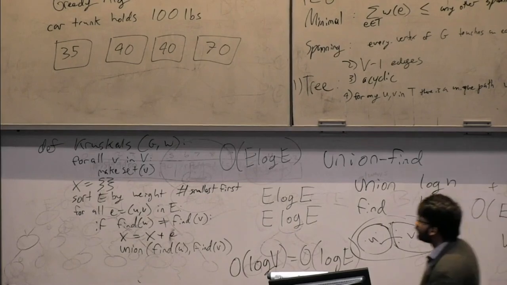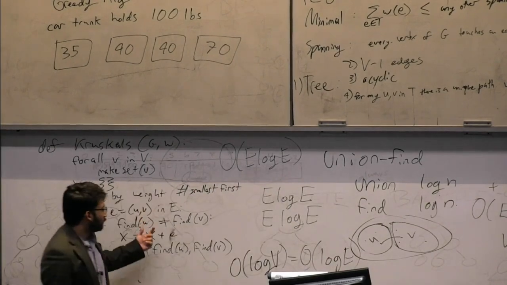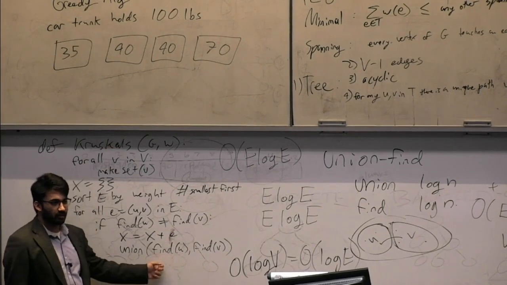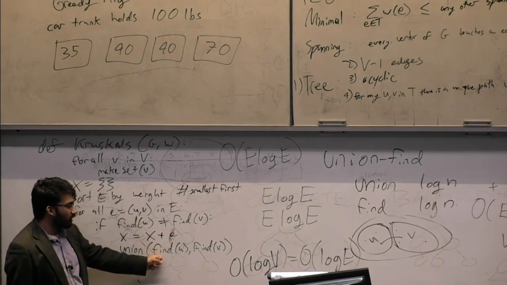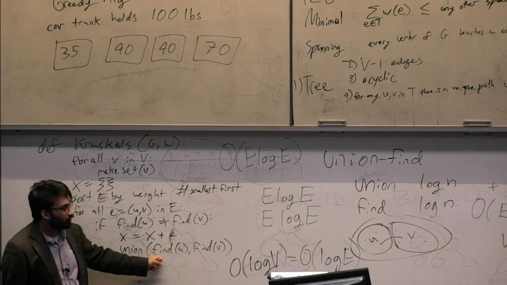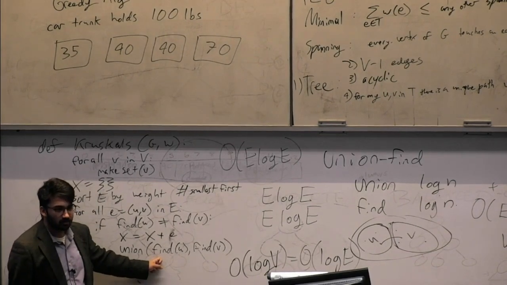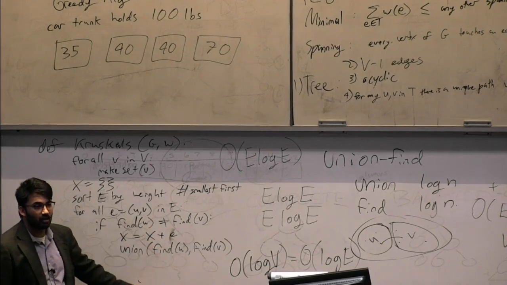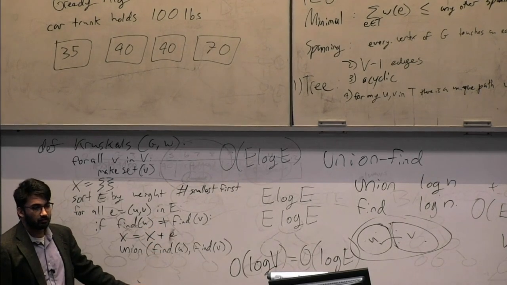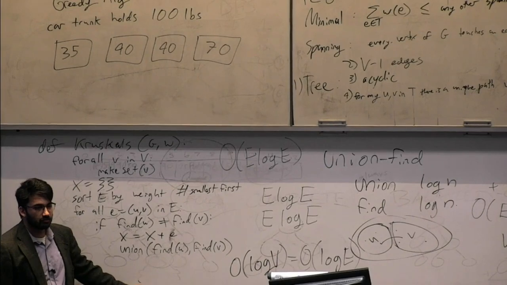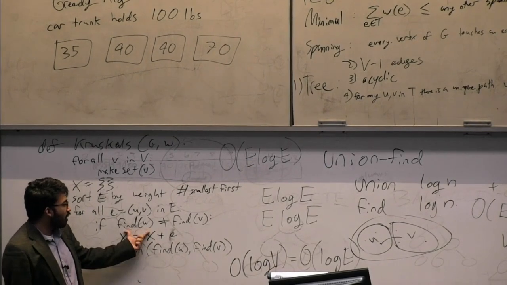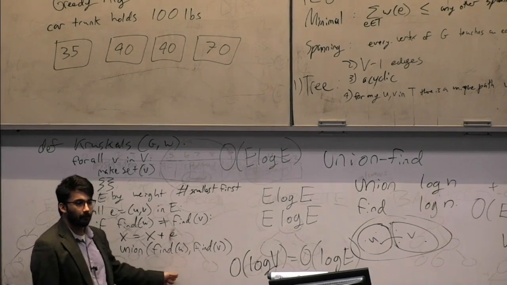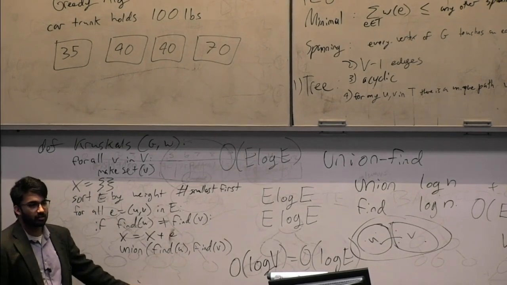So for each edge, we run two finds and possibly a union. So for each edge, you run a union find, and we know union find takes log time. Log E, log V, but we know log V is log E. That runs in log of V time, that runs in log of V time, and that runs in log of V time. So that's 3 log V, which is just log E.